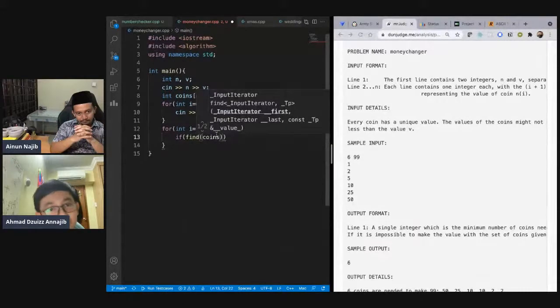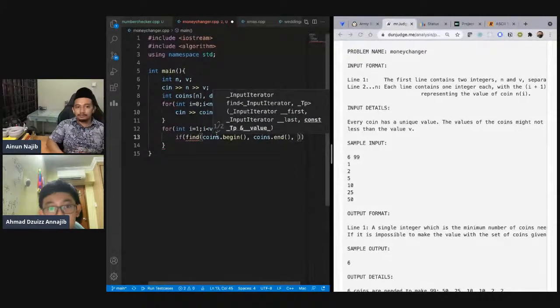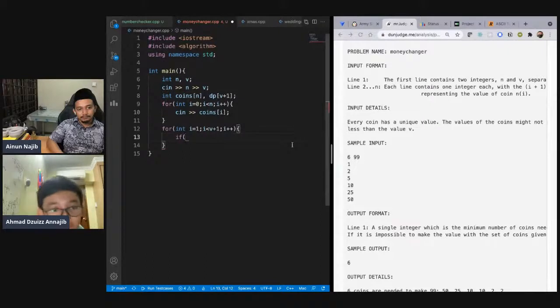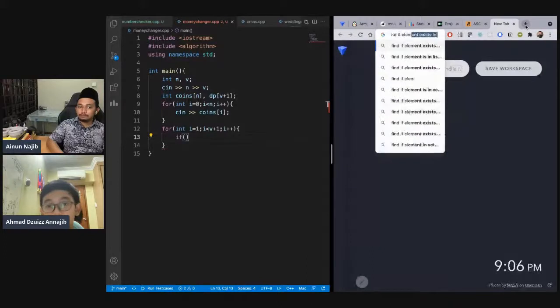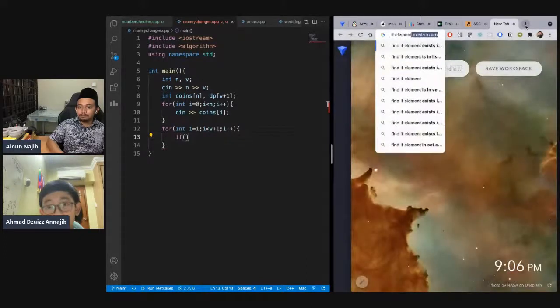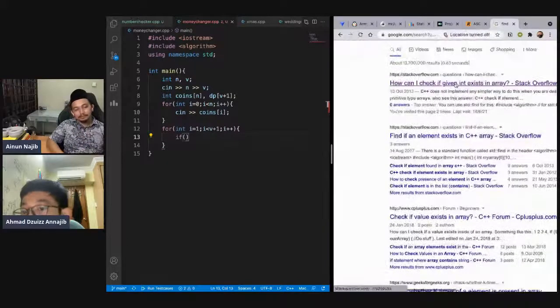If find coins dot begin, coins dot end. That looks like a vector syntax. Coins is an array, right? How do you do it in C plus plus? If the element, you probably want to use element. Actually, yeah, okay. Never mind.